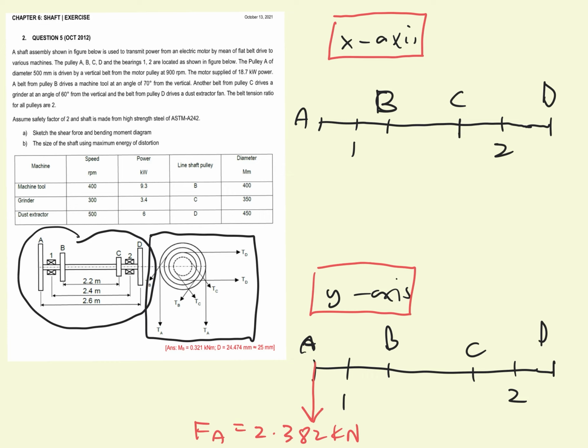So now let us consider force B. In order to find the total force acting on pulley B, whether on the y-axis or x-axis, we need to look into pulley B here. This pulley B has an inclined angle. The belt tension has an inclined angle, so we will resolve the force at pulley B into x-axis and y-axis.